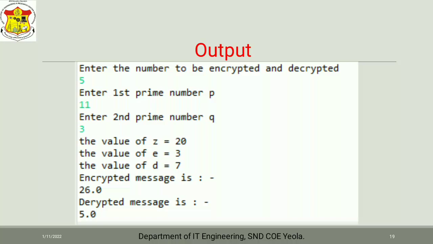Here, plain text message m is equal to 5, then two prime numbers 11 and 3, value of n, phi of n, encryption key, decryption key, and at last the decrypted message 5, that is plain text and our decrypted message equal to 5. This is all about RSA program.